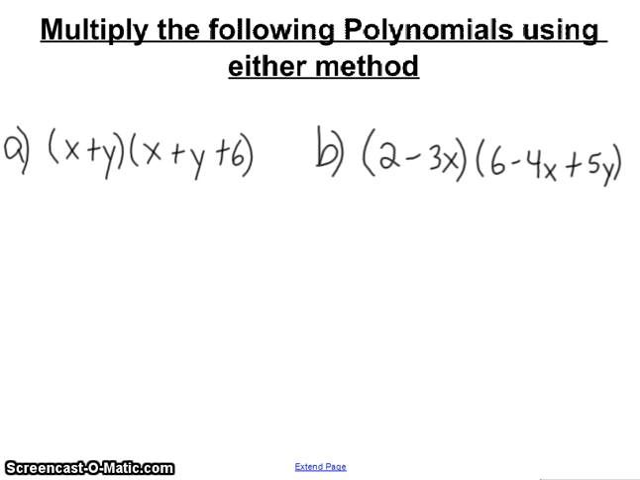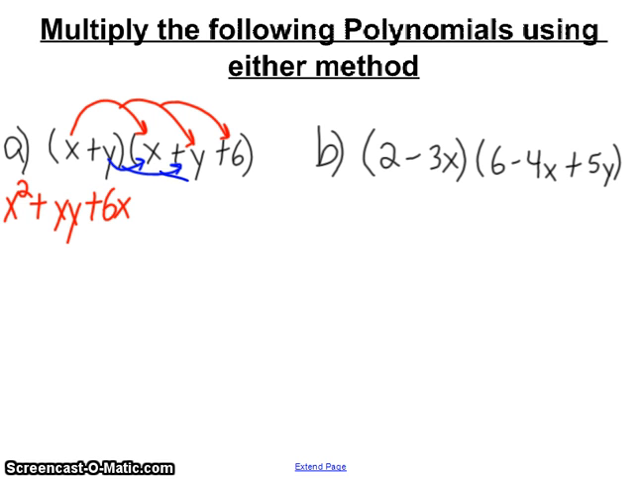So if I use just distribution, in this case I would take the x and multiply it to each term in the second polynomial. This would give me x squared plus xy, and I write xy because we write variables in alphabetical order. And then we'll do the same thing with the next term. We'll multiply it to everything in the second polynomial. So again, xy, y squared, and 6y. Now I'll combine any like terms.